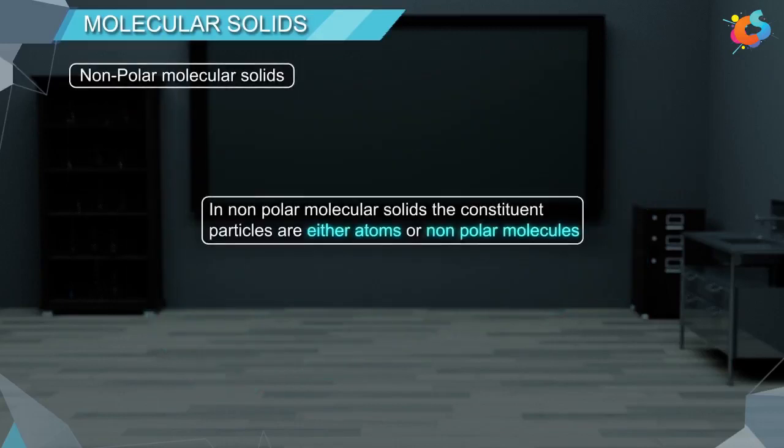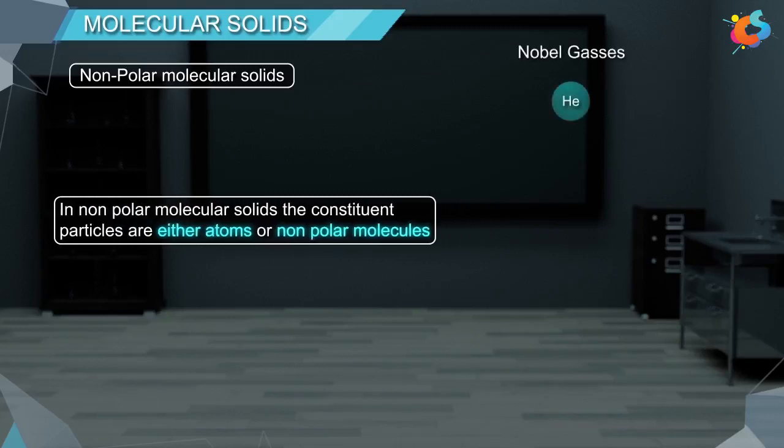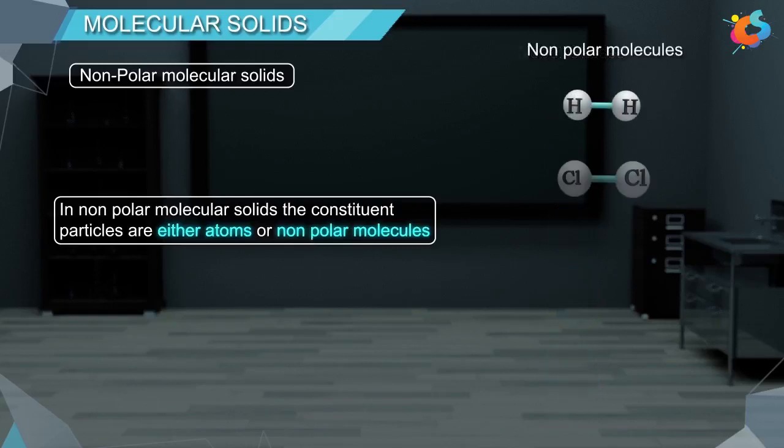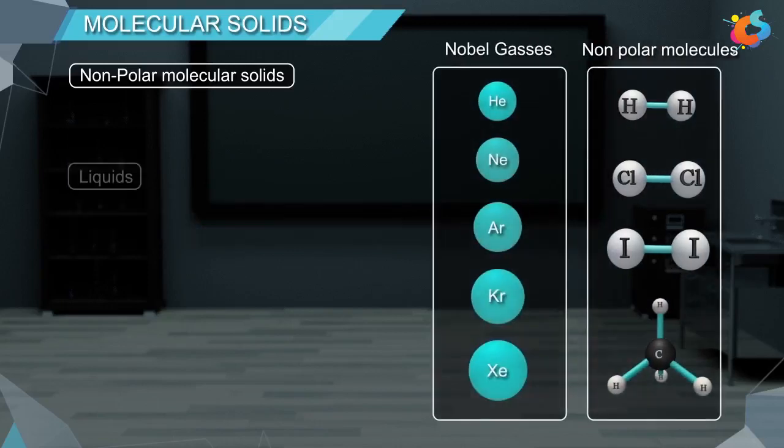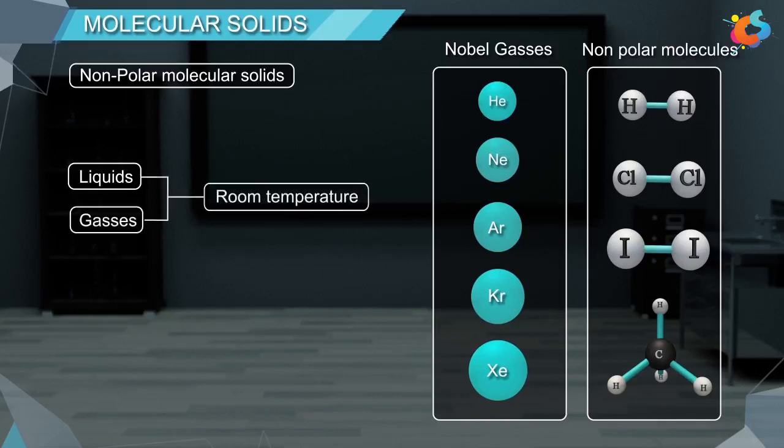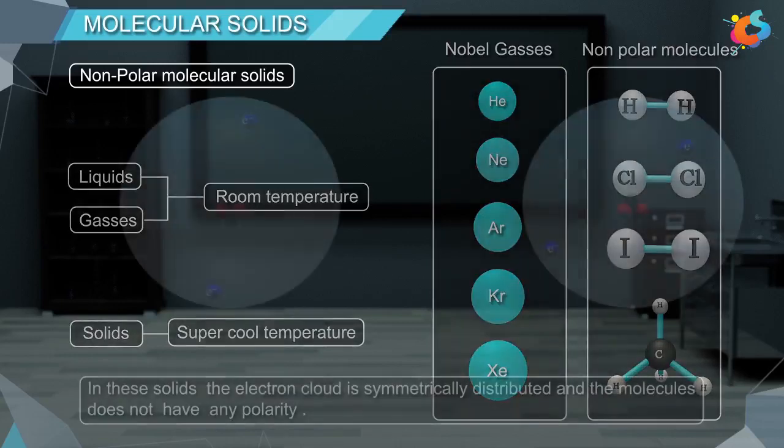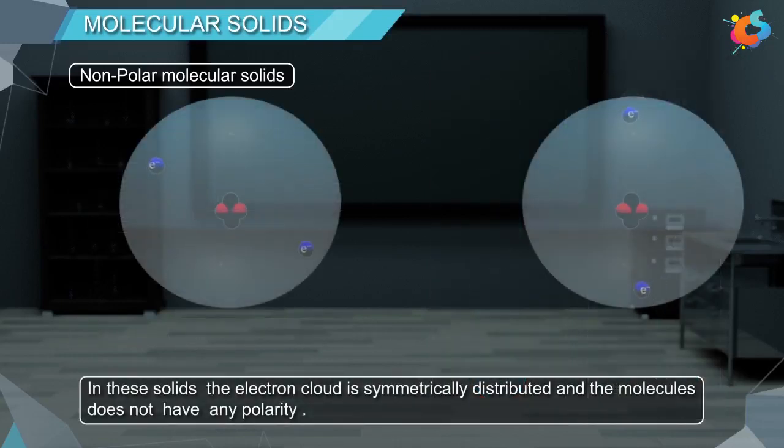In nonpolar molecular solids, the constituent particles are either atoms like noble gases such as helium, neon, argon, etc., or nonpolar molecules like H2, Cl2, I2, CH4, etc. Generally, they are liquids or gases at room temperature and they exist as solids at supercooled temperature. In these solids, the electron cloud is symmetrically distributed and the molecules do not have any polarity.